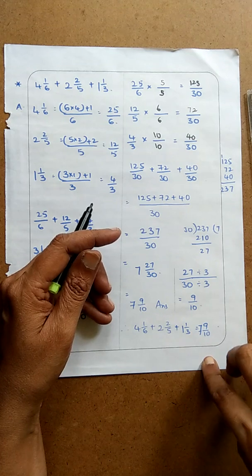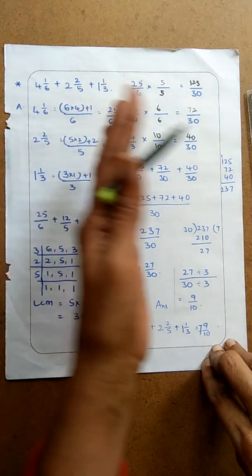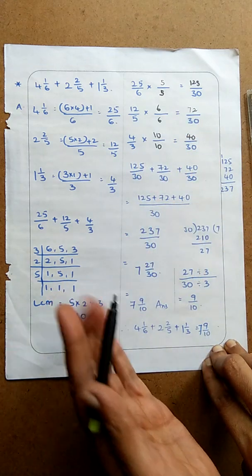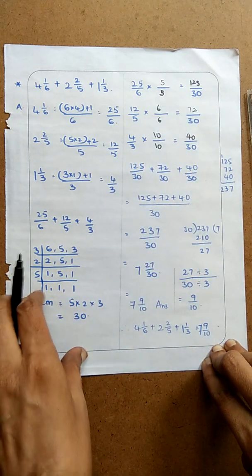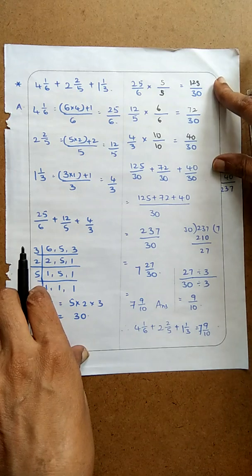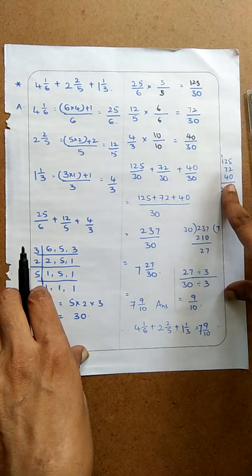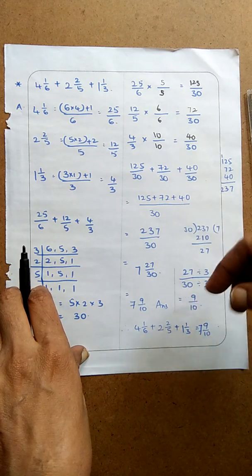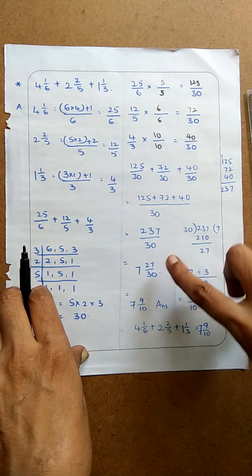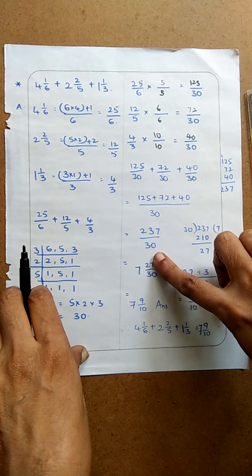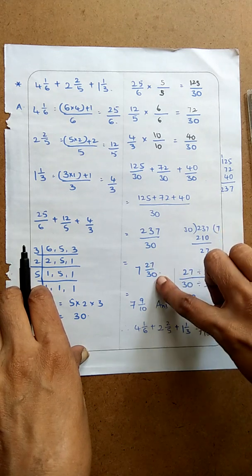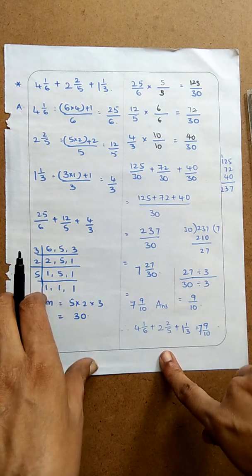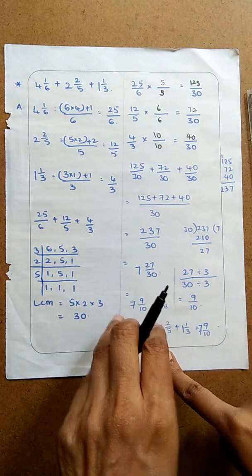So, what are the steps we have taken? First, converting all the mixed fractions into improper fractions, taking the LCM of the denominators, then finding the like fractions, adding them, only adding the numerators, and dividing by the denominator later, then finding the reduced form of 27 by 30, then getting to the answer. So, like this, we will add the fractions.